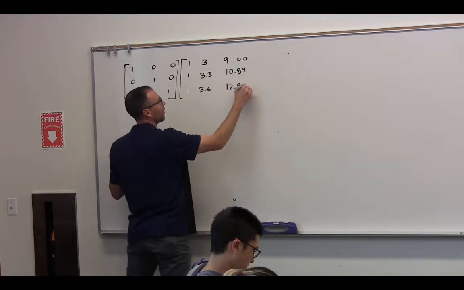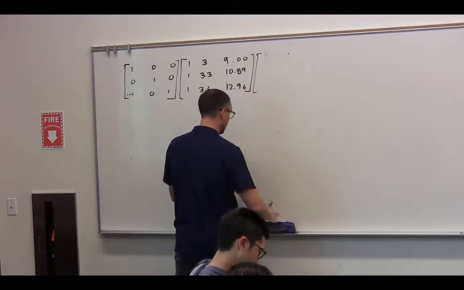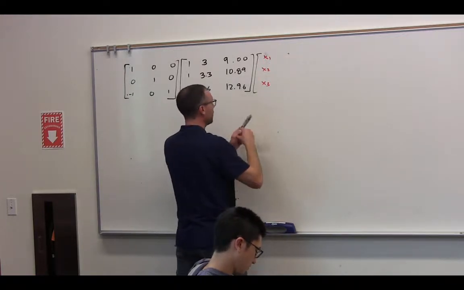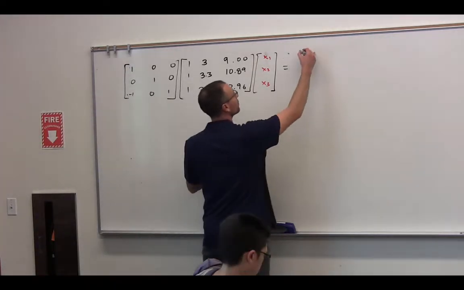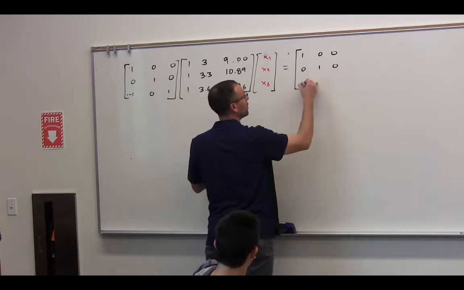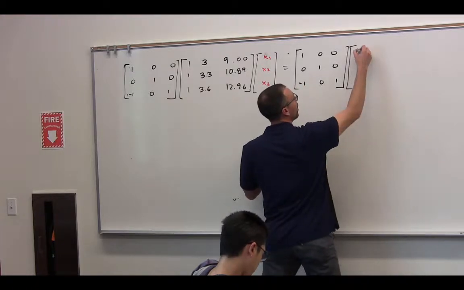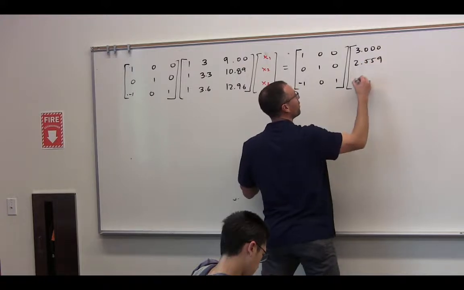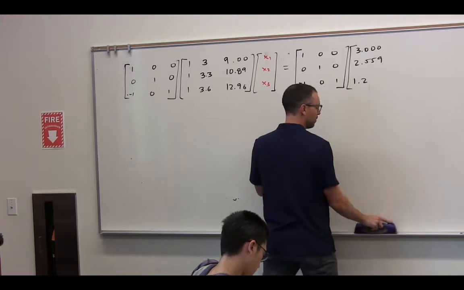3.6, 12.96. And then the whole idea here is we're going to have our unknown x's: x1, x2, x3. And then what do you say on the right-hand side? 1, 0, 0, 0, 1, 0. OK? And then that's going to be, what is that? 3.00, 2.559, 1.236, not 63. Sorry about that.